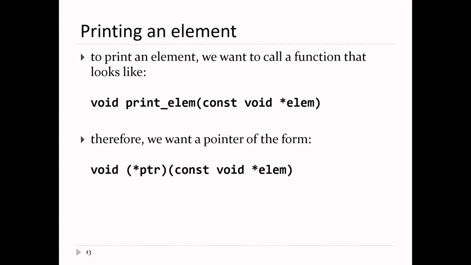Then inside the stack implementation, we're going to use that pointer to the function to call their function to print the value. So if that's the function I want to call, then I want a pointer that looks like this. Returns nothing, takes in a const void pointer, and there's just our pointer name.